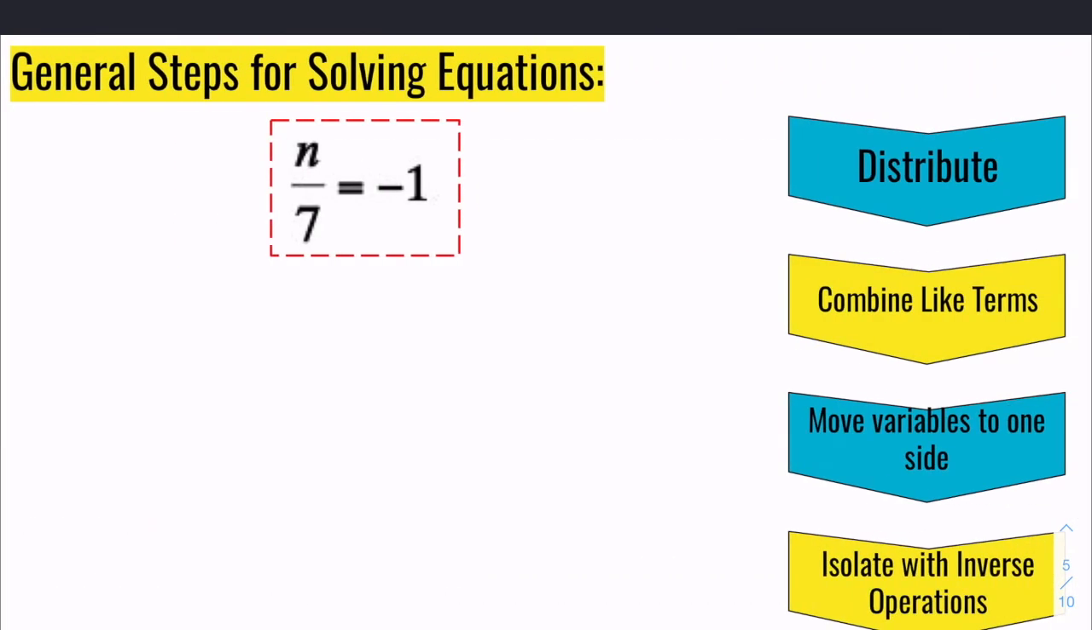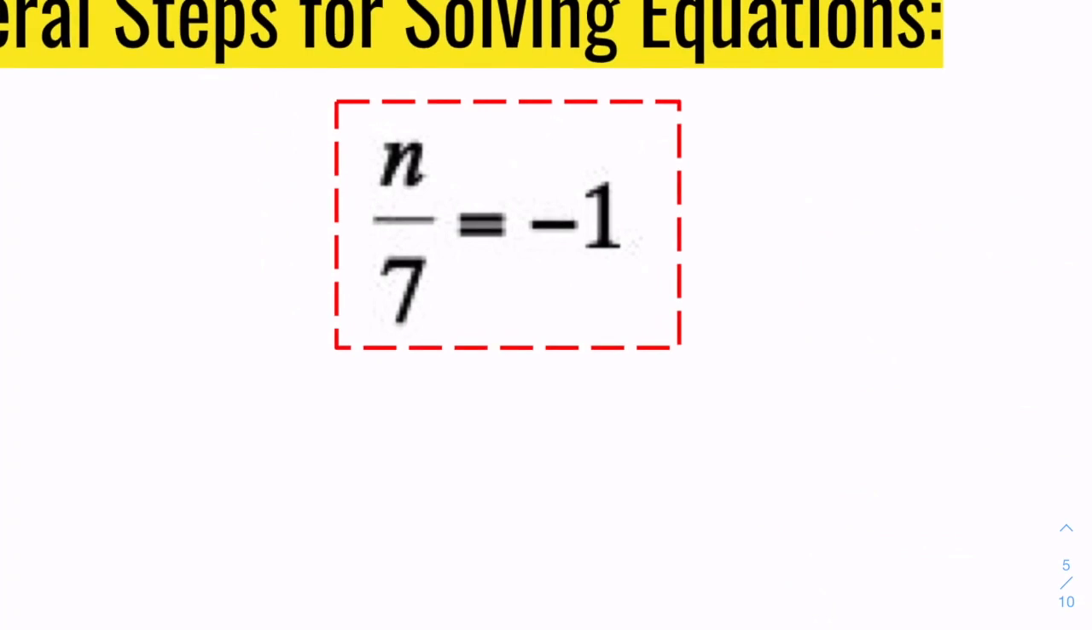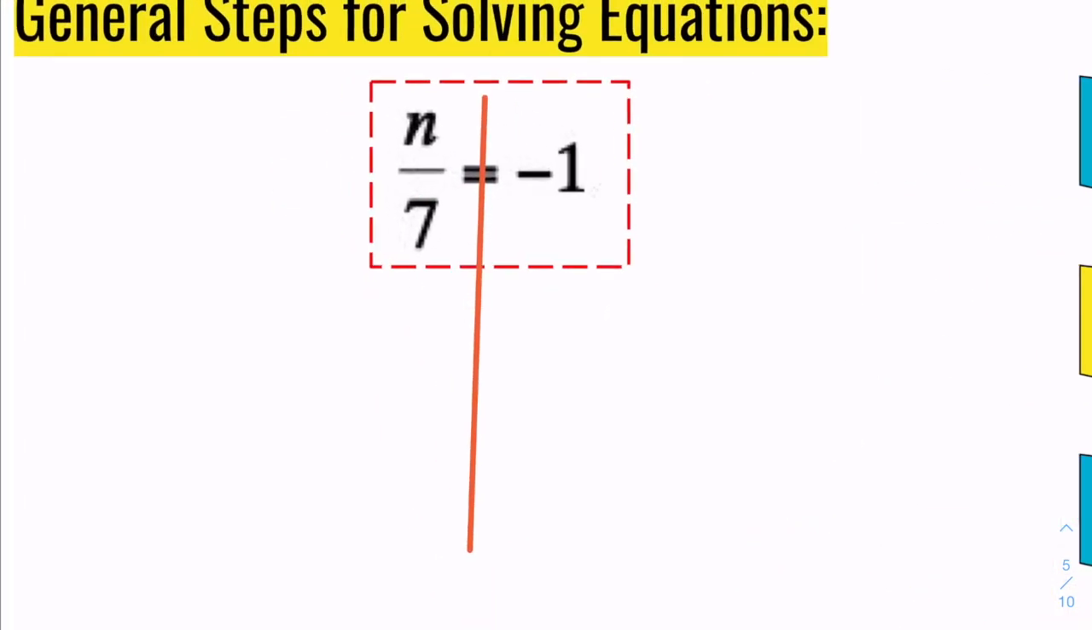The next example is another one-stepper, so I suggest that you stop the video right now, try to do this problem on your own, and then go through and do it with me. Okay, so again, it's only got one level, so we're going to be looking at the last step, which is isolate with inverse operations, and I want to get n all alone. Right now, n is being divided by 7. I know that because there's that fraction bar there, and a fraction bar is a different way of writing division.